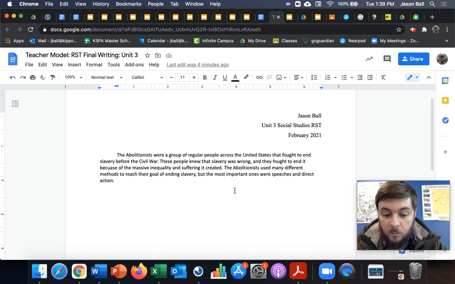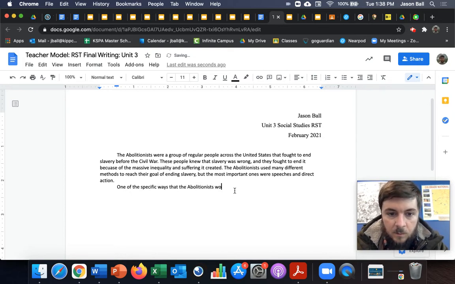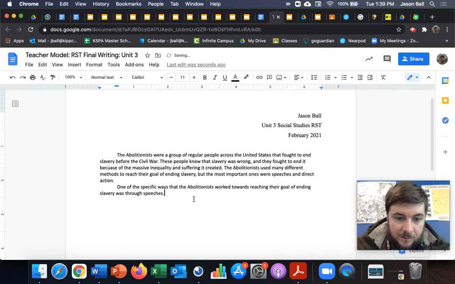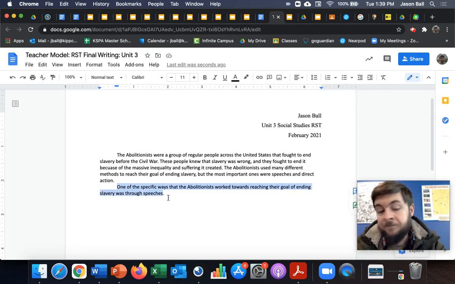So I would start saying one of the specific ways that the abolitionists worked towards reaching their goal of ending slavery was through speeches. Right here, this is my assertion. It is a topic sentence, lets the reader know that this paragraph is going to be about speeches.